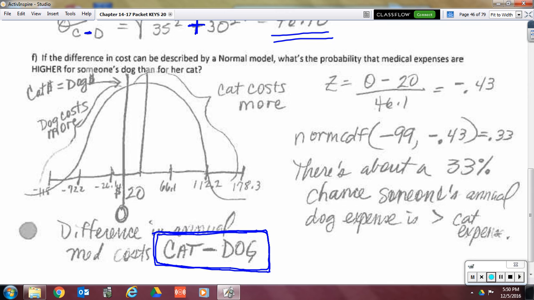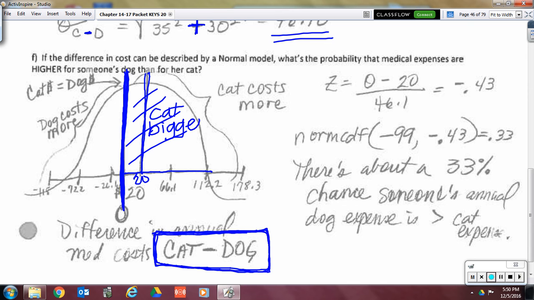So I drew my picture here. First of all, I had to really hone in on the fact that this is about cat minus dog. So 0 is where cat and dog equal each other. The mean is this $20. So over here to the left is 0. That is where the cat and the dog care are equal. If I'm doing cat minus dog, these positive numbers over here are when cat is bigger or costs more. And these negative numbers over here are when the dog costs more.